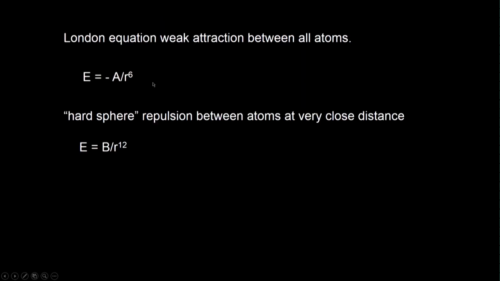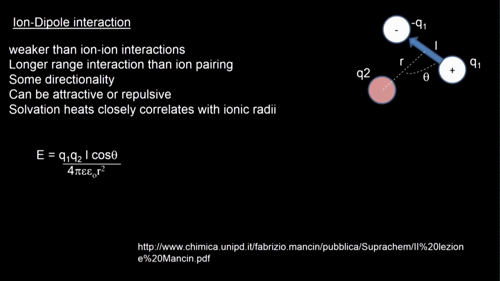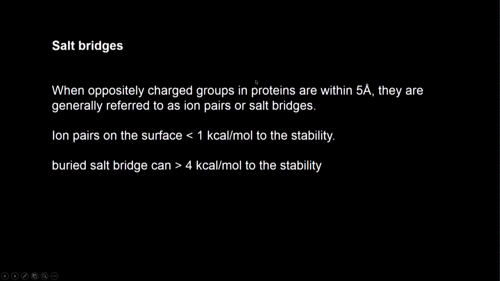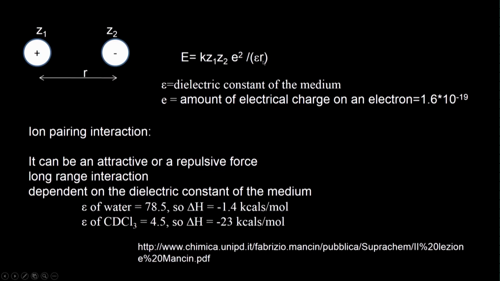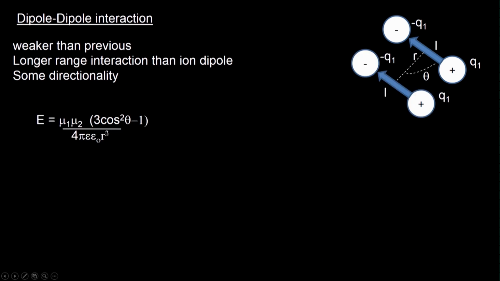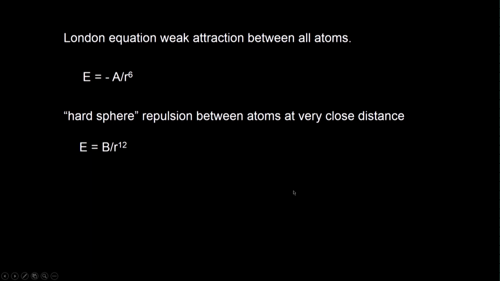Then we have the London equation, that is weak attraction with r power 6, and this is the repulsion between atoms at very close distance, r power 12. So, we have different types of effect based on r. For electrostatic we have divided by r, for ion dipole interaction we have divided by r square, for dipole interaction we have divided by r power 3, for van der Waals London dispersion and repulsion we have r power 6 and r power 12 in the denominator.